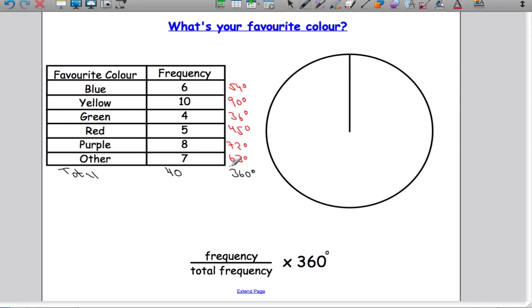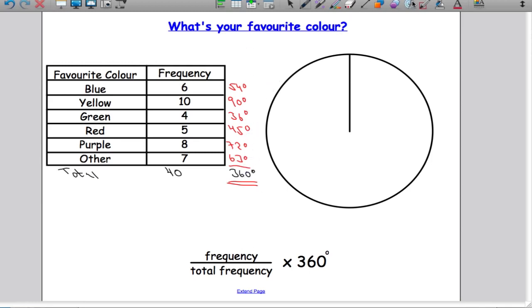Now to make sure that we've done it correctly, what we can do is add up all of these degrees and we should get 360. Let's check. 4 and 6 is 10, 15, 16, 17, 20, put down a 0, carry 2. 2 and 5 is 7, 16, 19, 23, 30, 360. Perfect. So we've done that correctly.